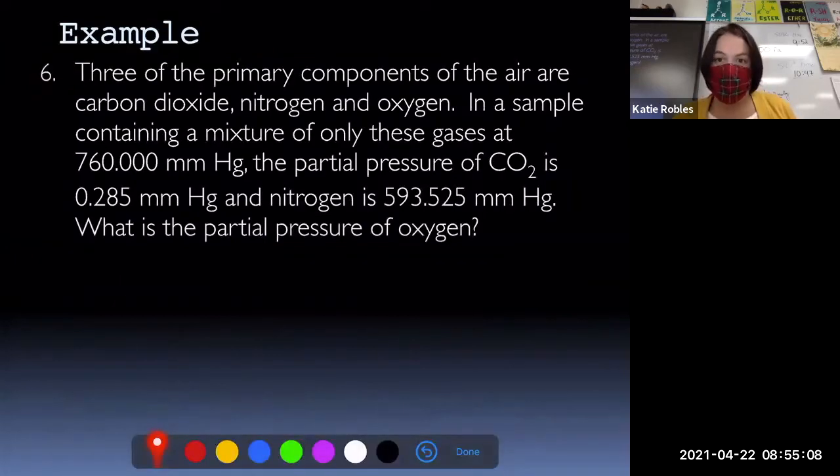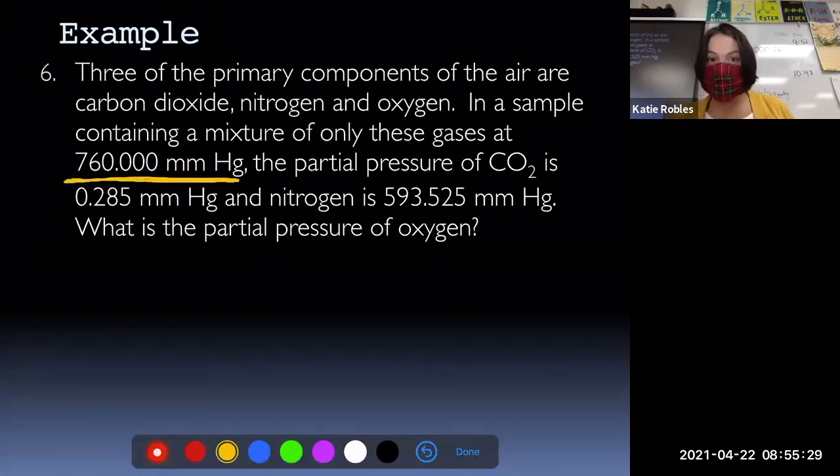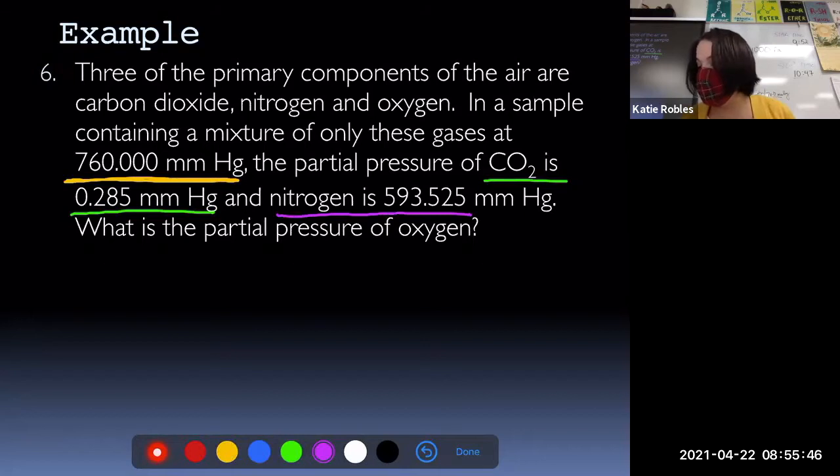So if you have air, air is made of several different gases. You've got nitrogen and oxygen and CO2 and some other things. But let's pretend you just have a sample that contains only those three gases. So the total pressure of the sample is 760 millimeters of mercury. And the partial pressure of carbon dioxide is 0.285 millimeters of mercury. And the partial pressure of nitrogen is 593.525 millimeters of mercury. What is the partial pressure of oxygen?